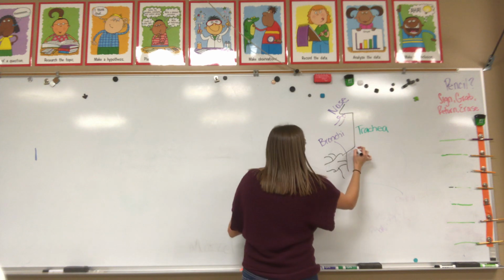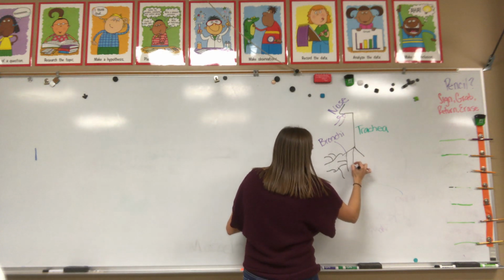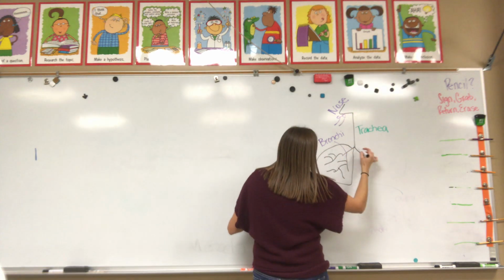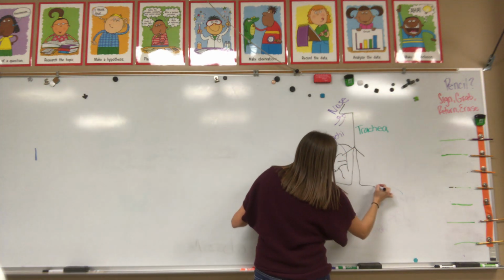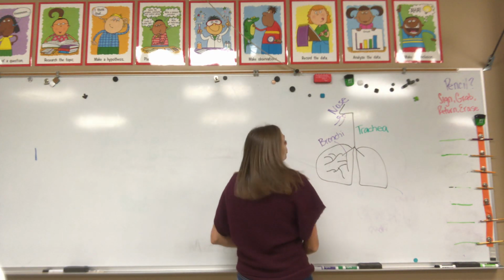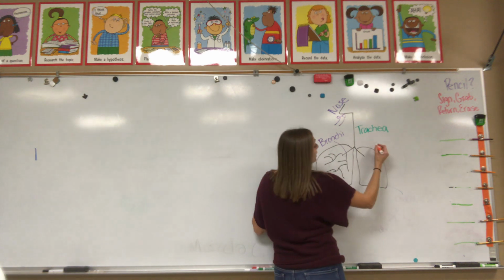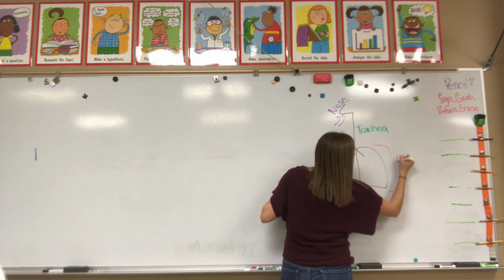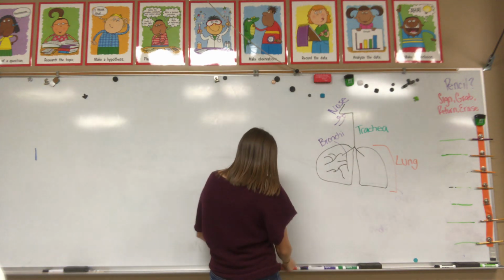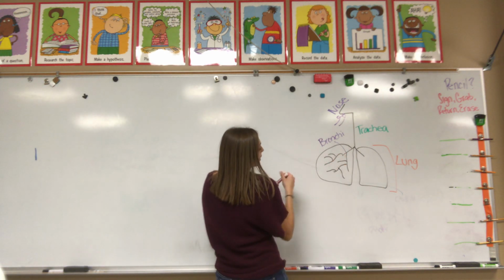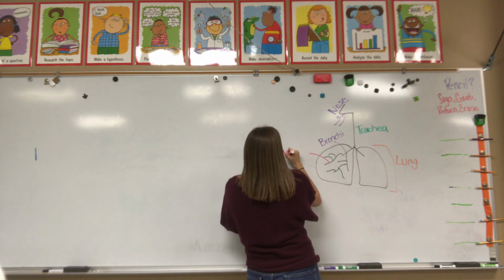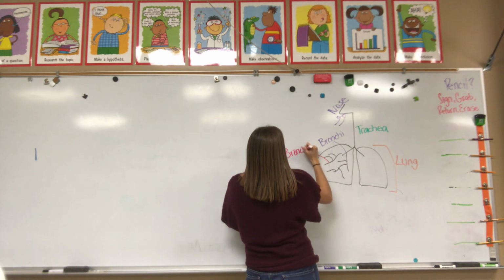So I'm going to draw our lung, and that'll help give a visualization. That's one lung, and then we have our other lung. So this whole structure, left and right side, this would be our lungs. And then when the bronchi branches off, all of these little parts that are coming off of it are called bronchioles.